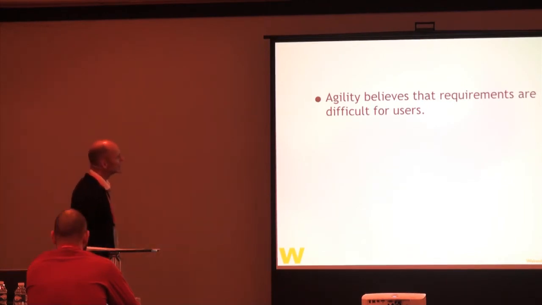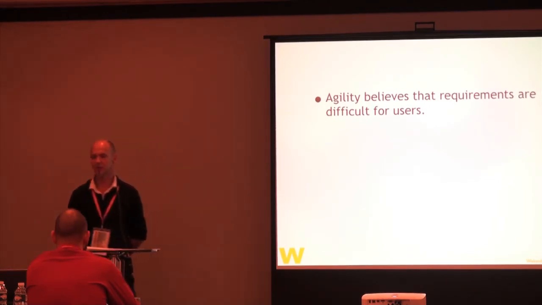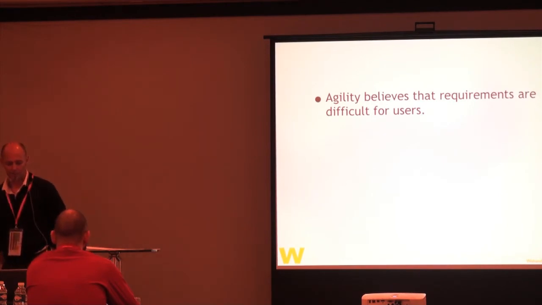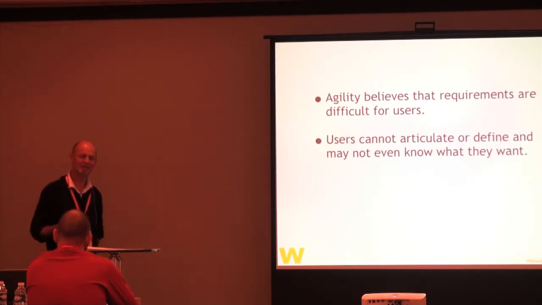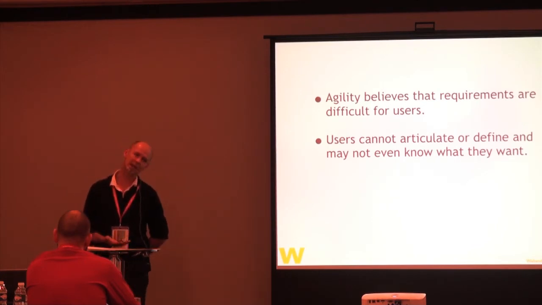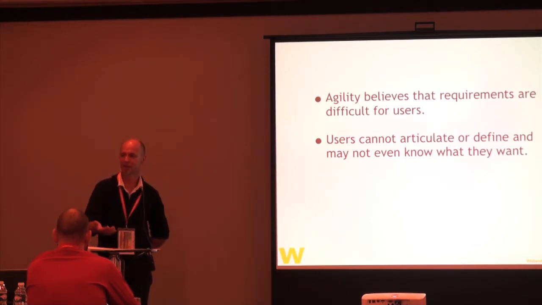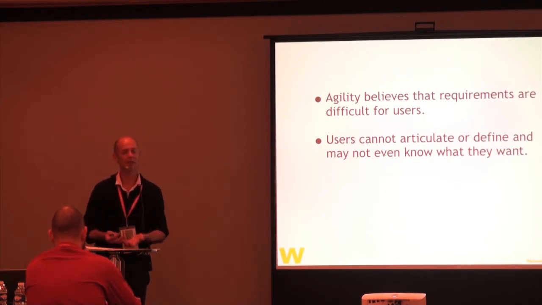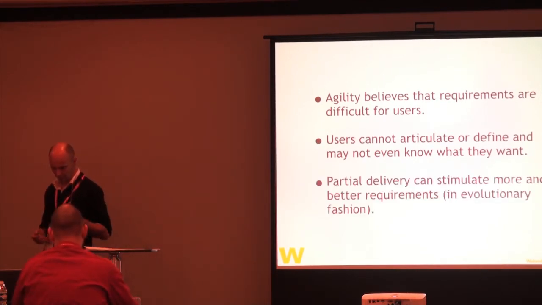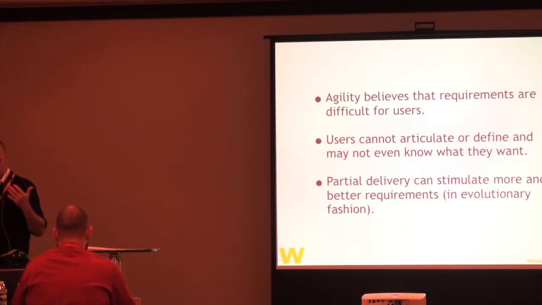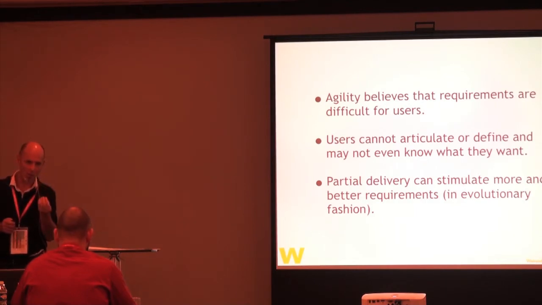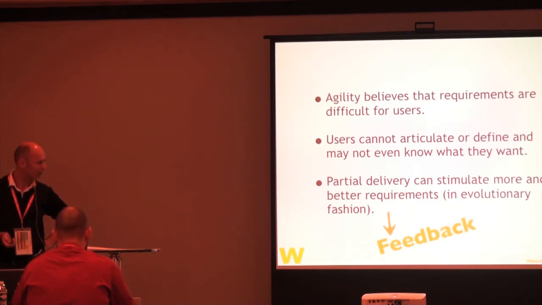In Agile, we believe that requirements are difficult for users. They cannot really tell what they want at the very beginning of the process until they've seen something, until they can try the software. So being able to give them partial delivery can help them to refine their requirements, to know better what they want to get really. So focus is on feedback here, being able as soon as possible to get feedback.